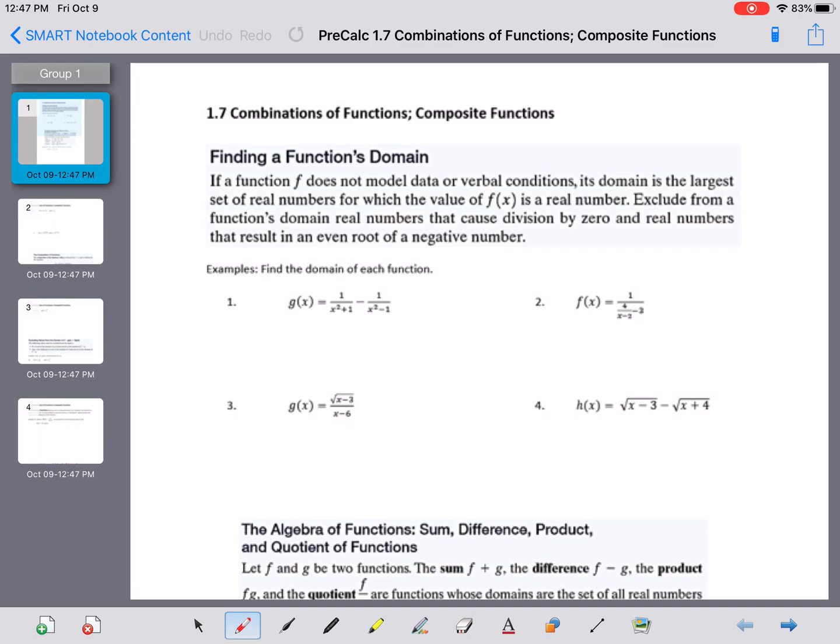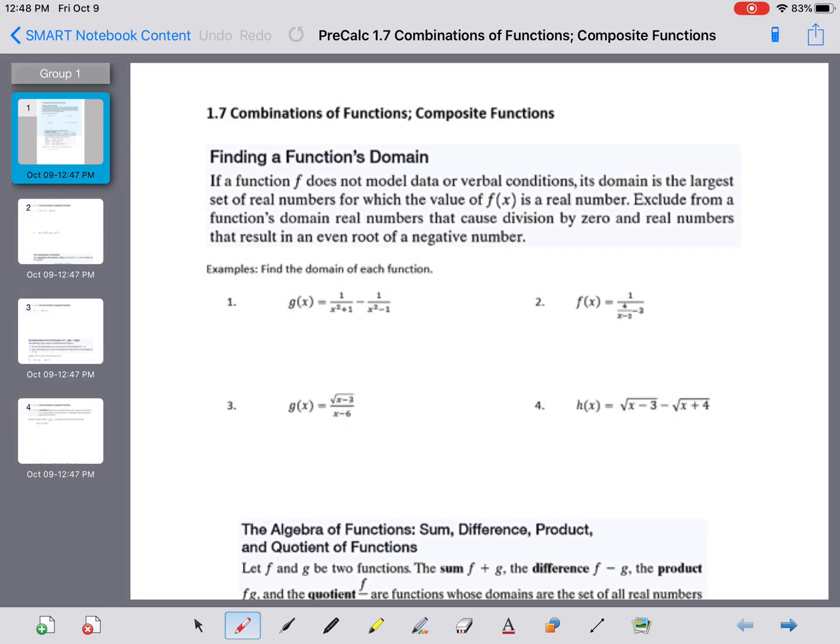functions together. One of the big key things we want to make sure we talk about throughout this is a function's domain, because as you combine functions or do a composite of functions, the domain will have a strong impact here, or the impact on the composition. So we need to make sure we know what our domains are, okay? So first, let's just talk about finding a function's domain.